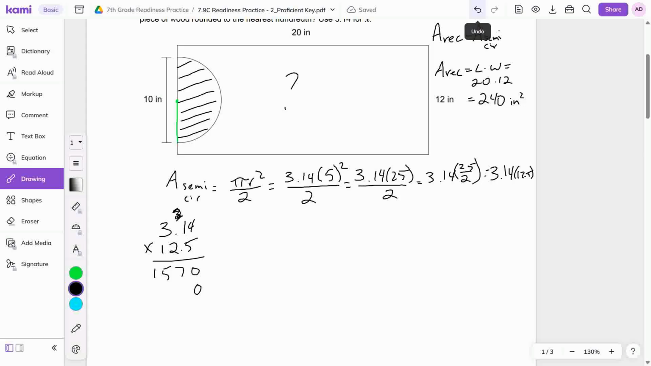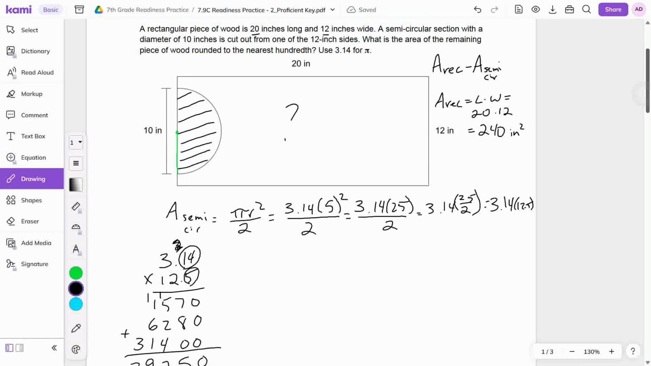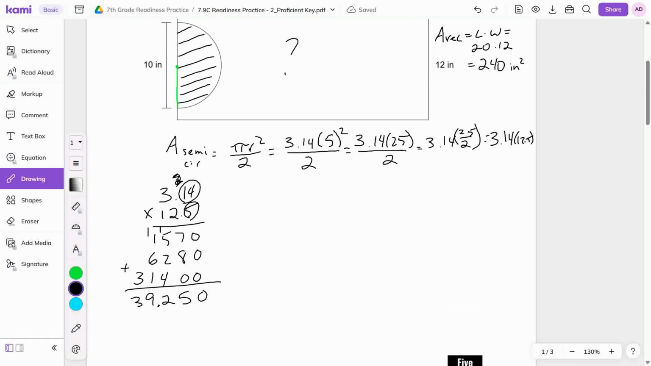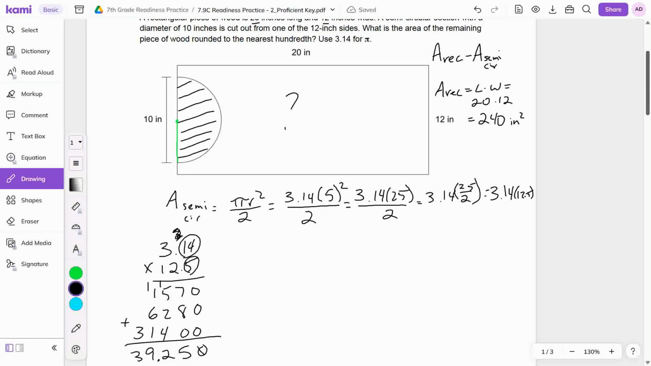So now I've got 2 times 4 is 8. 2 times 1 is 2, and that's 6. The last row is easy because I'm just writing down 314 because I'm multiplying by 1. 0, 15. That's 6, 10, 12. It's 9 and 3. I've got 1, 2, 3 digits behind the decimal. 1, 2, 3 digits behind the decimal. And we are going to go ahead and round to the hundredths place, so we'll just drop that. So we'll say the area of our semicircle is about 39.25.